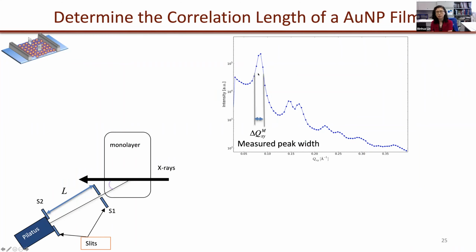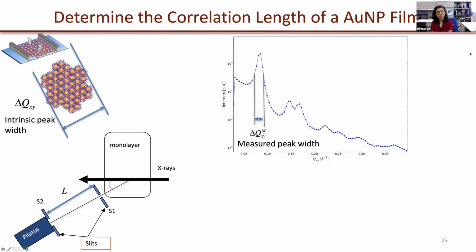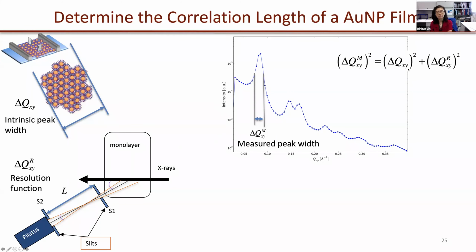So two factors contribute to this measured peak width. We call it measured peak width. One is attributed to the average domain size, and that peak width is called dQXY, the intrinsic peak width. And the other is attributed to the instrumental broadening, called the resolution function. That's because of the slit size you put in front of the detector and the distance between your sample and the detector. So the three peak widths are related by this equation.